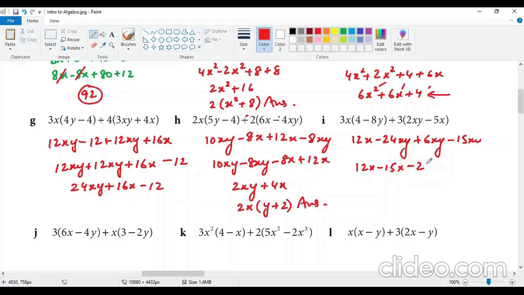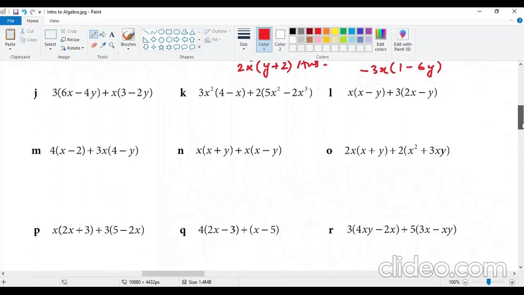xy plus 6xy. This will give you minus 3x and minus 18xy. Now you can see 3 is common in both of them. So minus 3x is kept outside. 1 minus 6y is going to be the final answer.